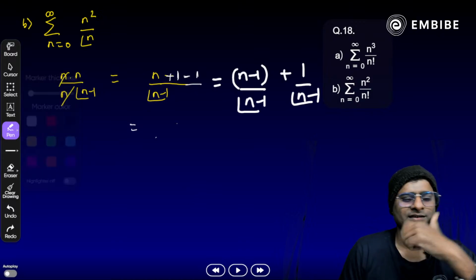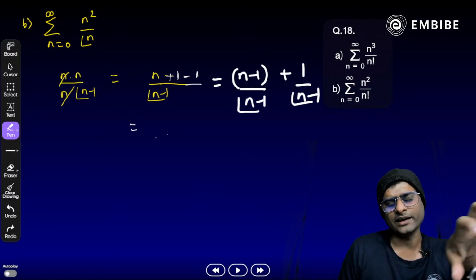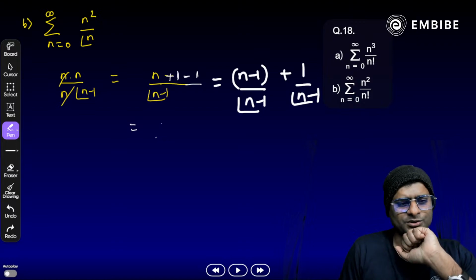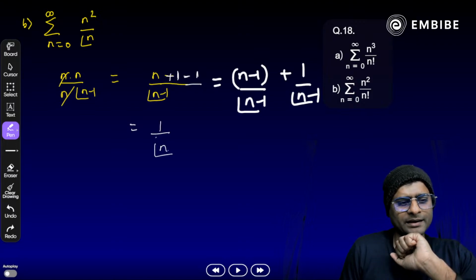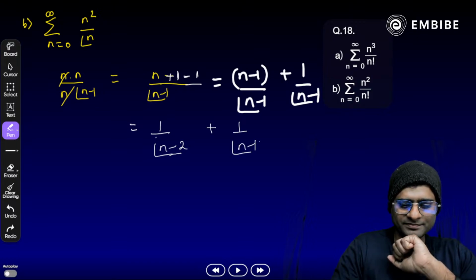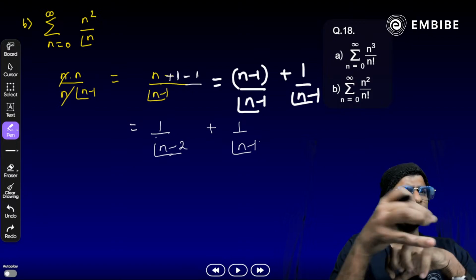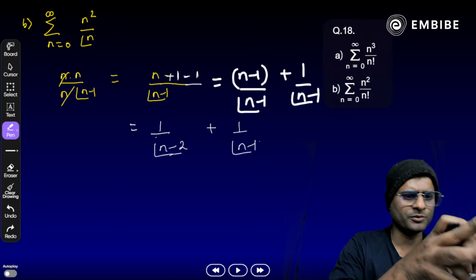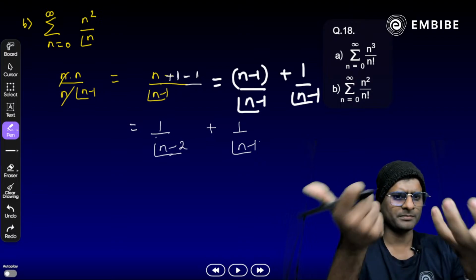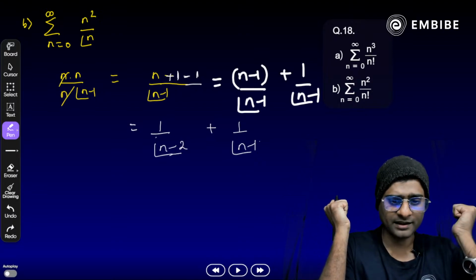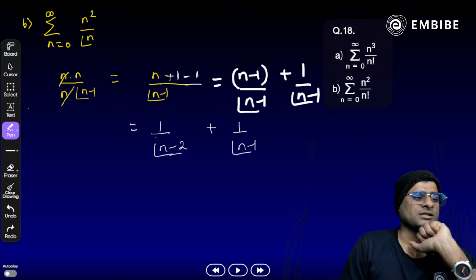Okay, now try to apply here. So n by n factorial again, it should be 1 by factorial n minus 2 plus 1 by factorial n minus 1 here. What was the approach? We just had to simplify the numerator, remove the numerator in some way, make the numerator 1, or better, a constant. Okay, now apply the summation here.